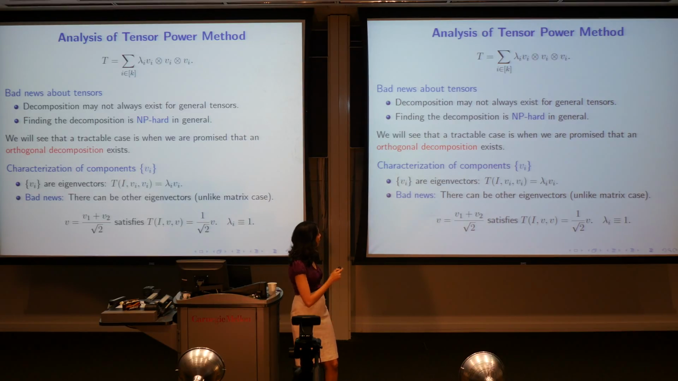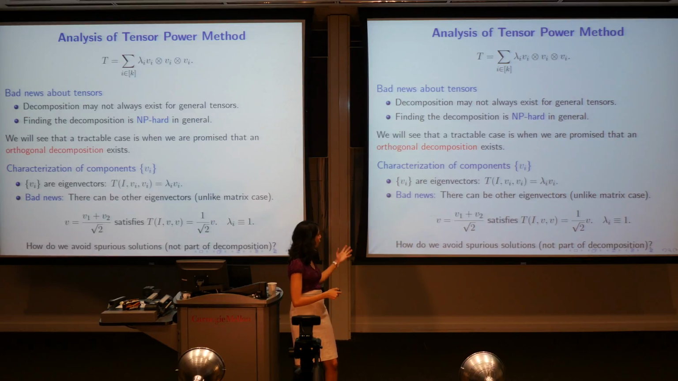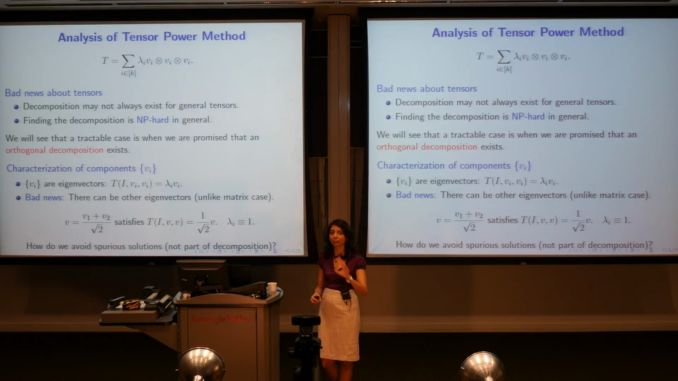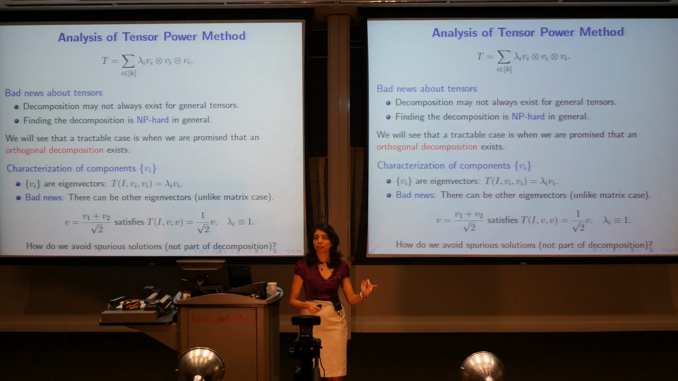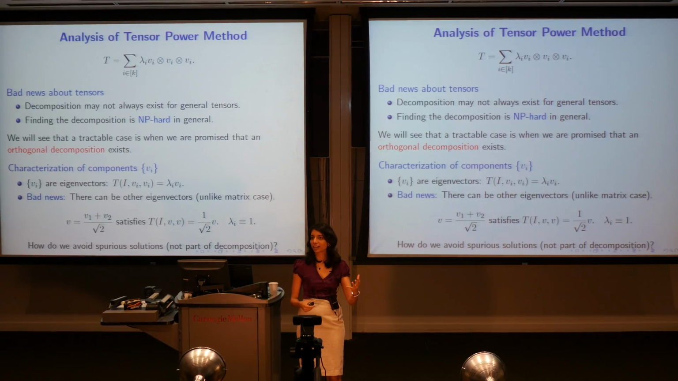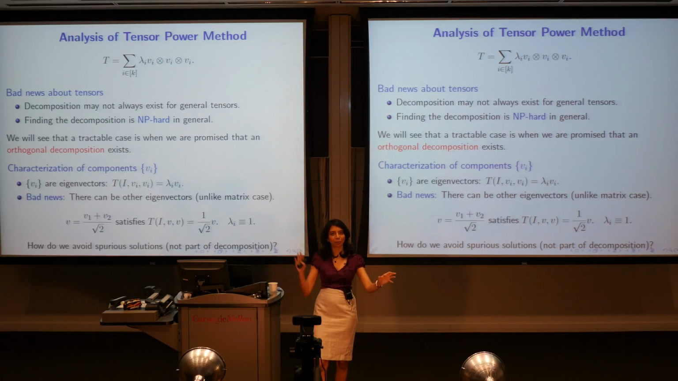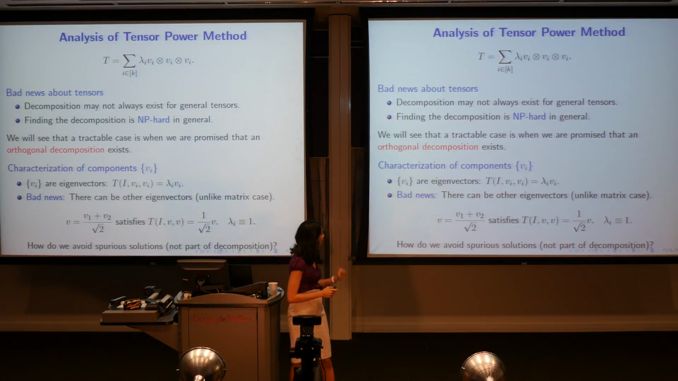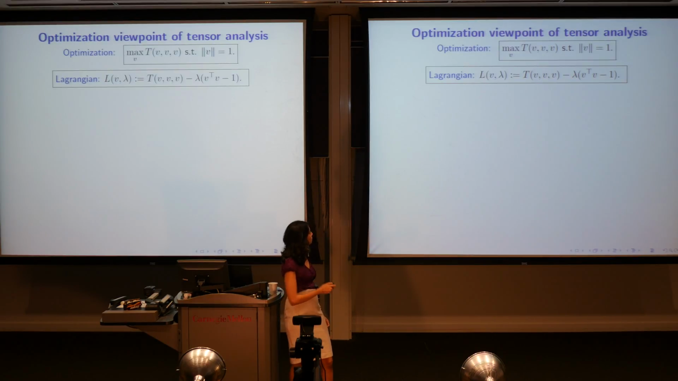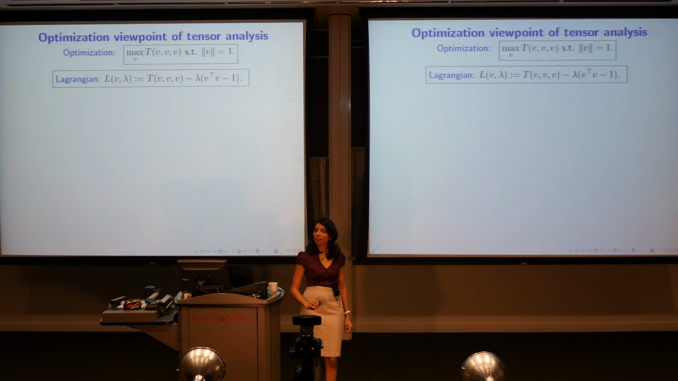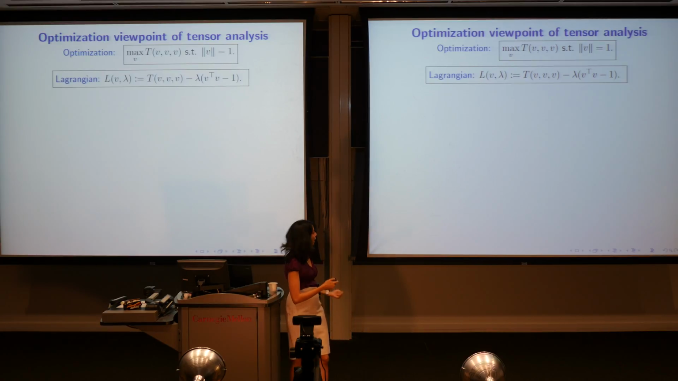And so let's now again look at how to avoid these spurious solutions. I don't want eigenvectors that are not part of the decomposition. In order to say that I can recover this decomposition with guarantees, I should not go to a spurious point. Because in that case, I don't know how to distinguish what is the real point and what is spurious. So let's again do the optimization exercise. It's completely analogous to the matrix case. Instead of the quadratic form, now I have the cubic form for optimization. This is analogous to the Rayleigh quotient form for tensors.